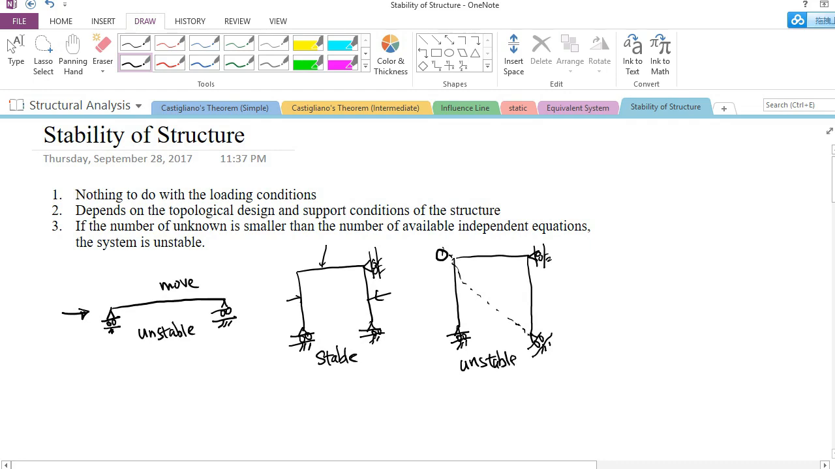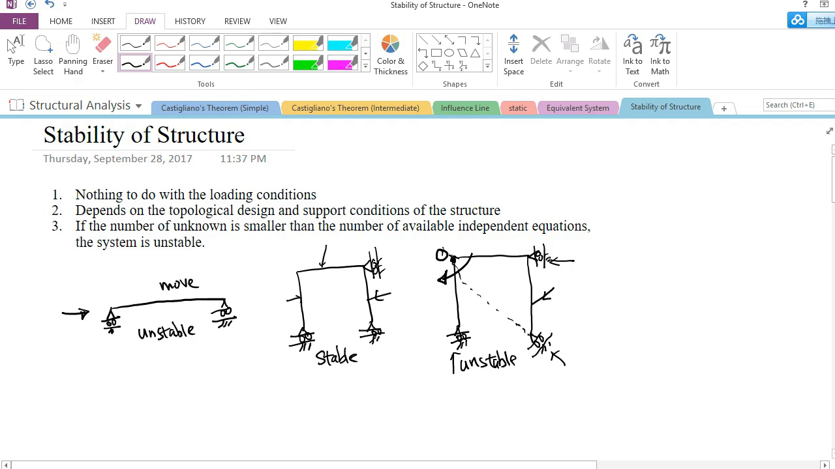Why? Let's say I have a random force acting on this point. If I take the moment about this point, because the force here passes through the point O, there is no reactive moment to resist the moment generated by this external force. So the structure will rotate at this point.